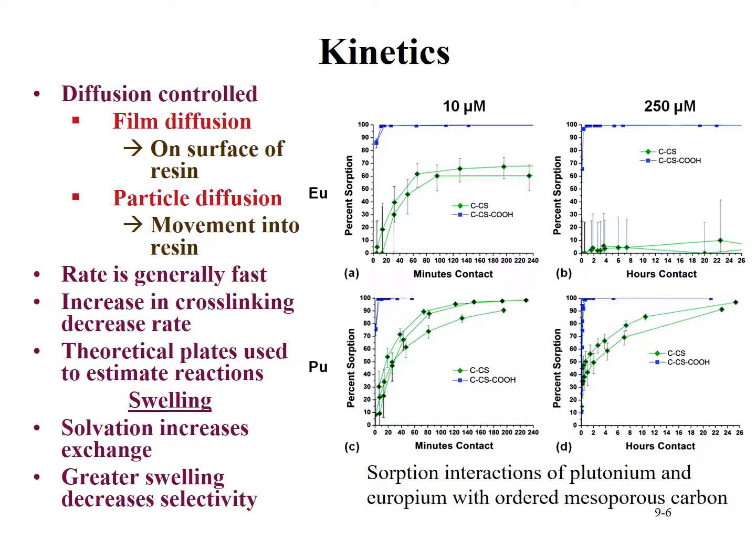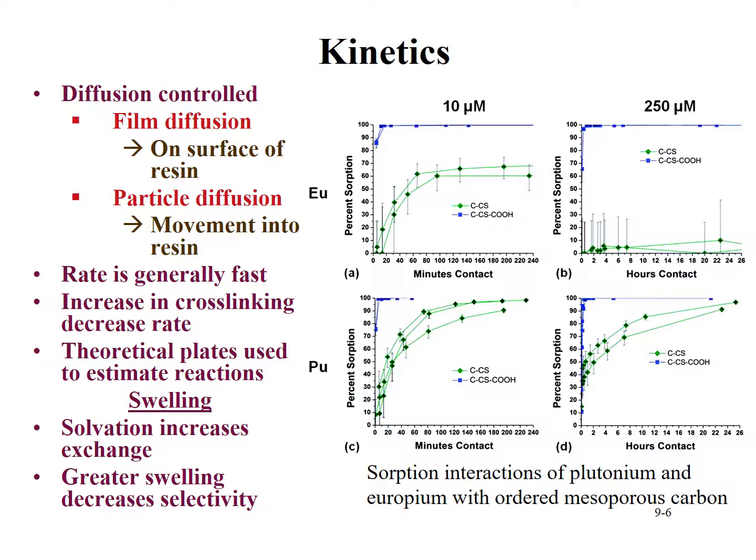However, greater swelling also tends to decrease selectivity since cavity sizes are no longer preferential for given separations. Here's some data on absorption of plutonium, shown here, and europium, shown up here, with mesoporous carbon. So this isn't even as far as an exchange site. You can think of the mesoporous carbon as primarily affecting through cavities. Not a lot of selectivity in terms of functional group interactions with a given metal ion.